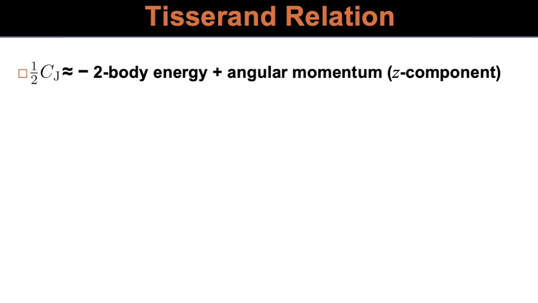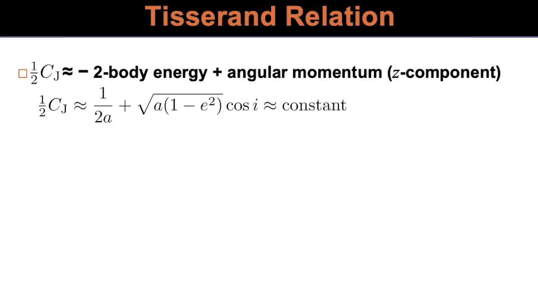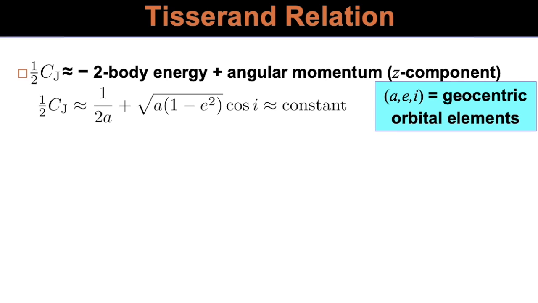Now, Tisserand noticed in the 1800s that he could write the Jacobi constant formula as approximately equal to negative the two-body energy plus the z component of the angular momentum. And when you write that out in terms of the geocentric orbital elements, you get that 1/2 Cj is 1/2a, and this is all in non-dimensional coordinates. So here, a equals 1 would be a radius or a semi-major axis equal to that of the Moon. And this inclination is with respect to the Moon's orbital plane. So this is the negative two-body energy plus z component of angular momentum.